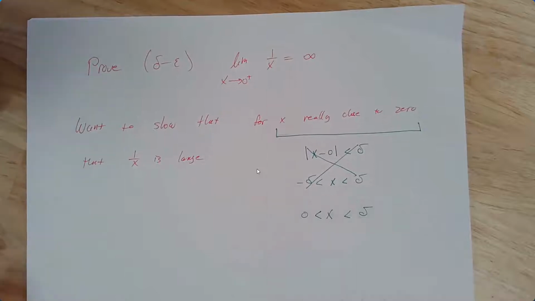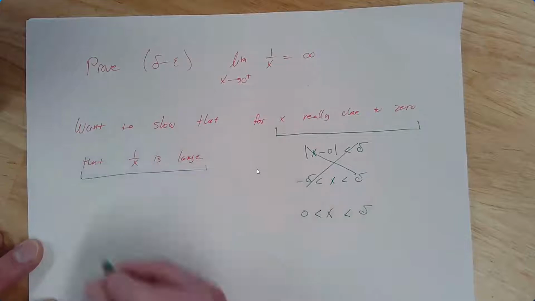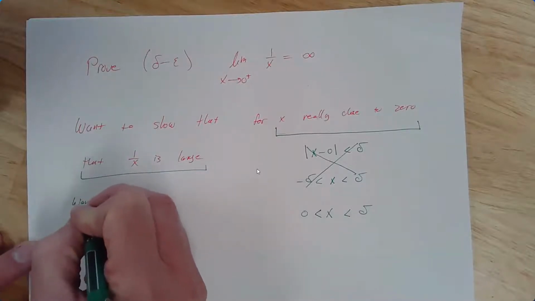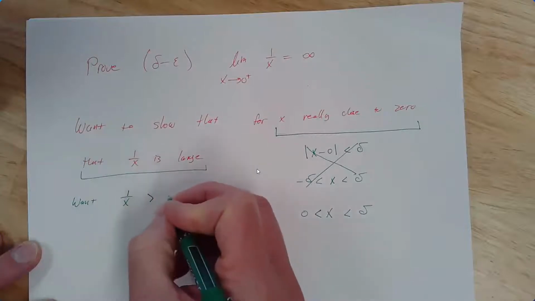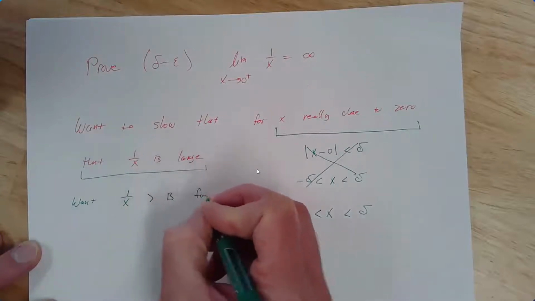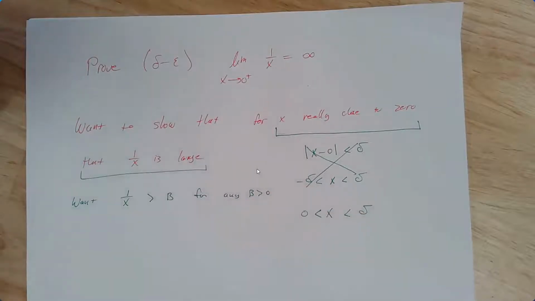Okay. And then to show that 1 over x is large, what we're going to do is say, well, we want to show that 1 over x is bigger than, say, b for any b greater than 0. I don't know why we use b. B is a typical choice, but you can use whatever.